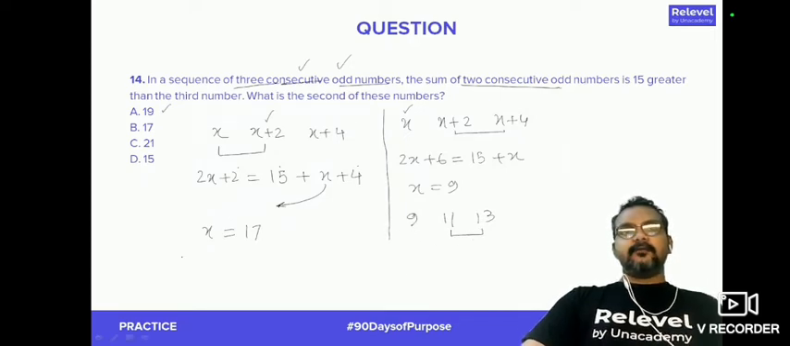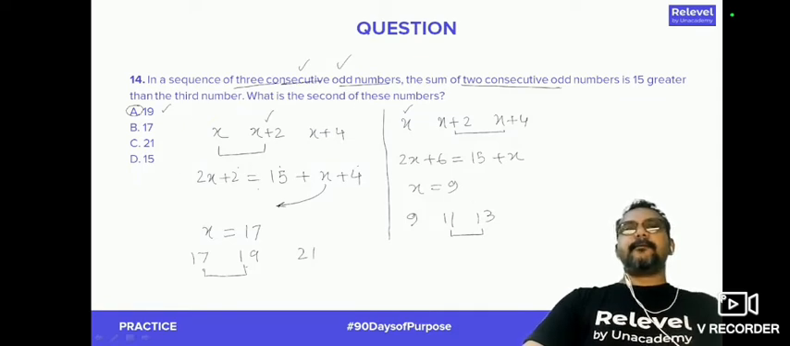And here we have got 17, 19 and 21. Where 17 and 19 is 36, which is 15 more than 21. So both of them are possible. Obviously, only option A matches. Hence, that is the answer. 9, 11, 13 is not a part of the answer. 11 is not there in the answer choices.